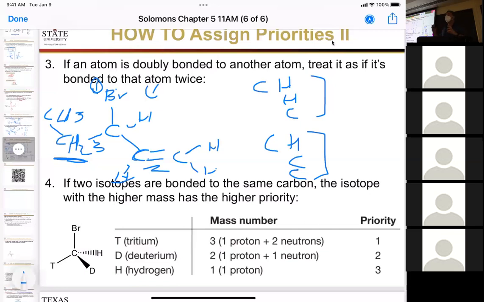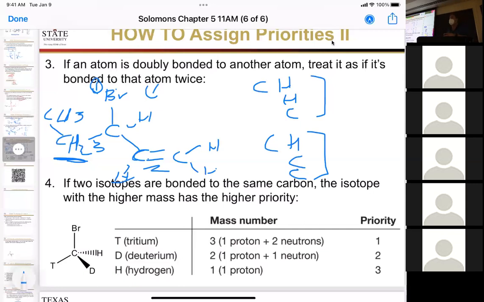So you see how that works. If you had it double bonded to an oxygen, you have to count oxygen twice. If you have it triple bonded to a carbon, you go carbon, carbon, carbon, and that would count. Okay. All right, does that make sense? You count each bond to that atom and write that atom.